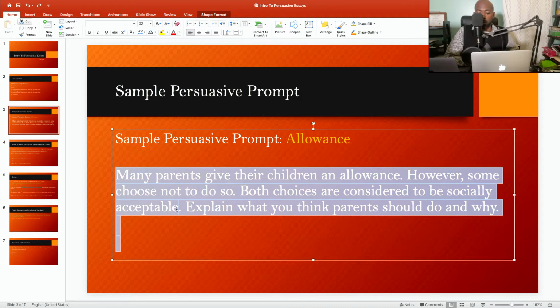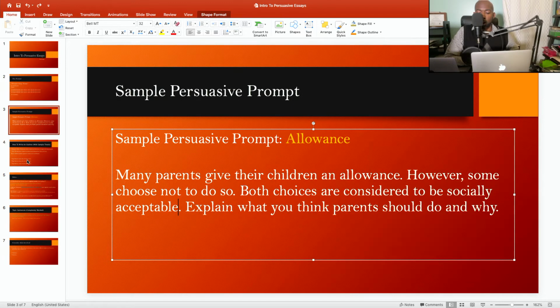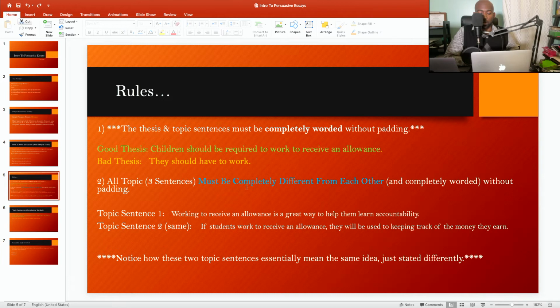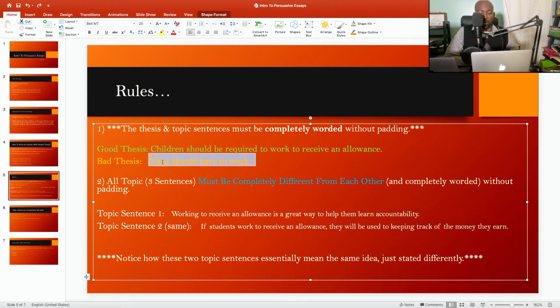But if you had never read this writing assignment, and all you saw was this sentence, let's just say, and I give that illustration, let's just say you're taking a road trip from Virginia to Florida, and in the middle of South Carolina, you look out the window and you see a billboard and it just has this sentence written on it that says they should have to work, and that's all you see. Well, would you know what that's talking about? Not likely. And so that's because it's not completely worded.